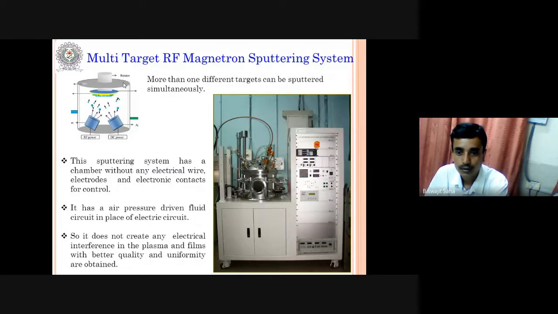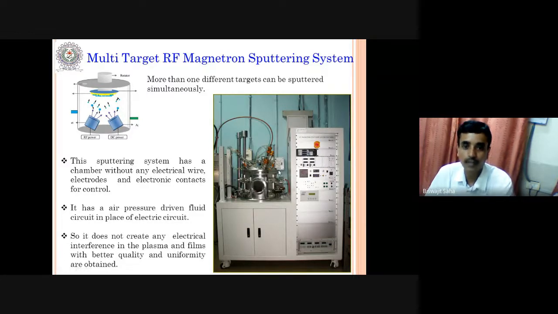And if you see this, this is another unit of radio frequency magnetron sputtering. This is called multi-target RF sputtering. What is multi-target? That is basically, if we want to deposit, say, zinc oxide as well as, say, manganese oxide together over the same substrate at the same time, then how can we achieve this? There can be two different targets. Here you can see in the first figure, this is the first target, zinc oxide, and this is the manganese oxide.